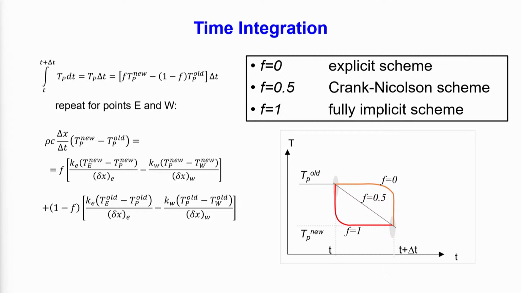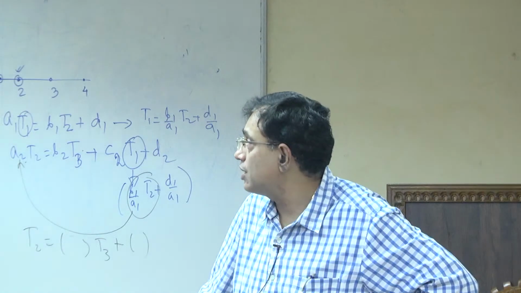In between, if you take for example f equal to half, you can say that I will play my safe card, I will not take either of these, but maybe half of this and half of that, and take a linear variation. This is called the Crank-Nicolson scheme.